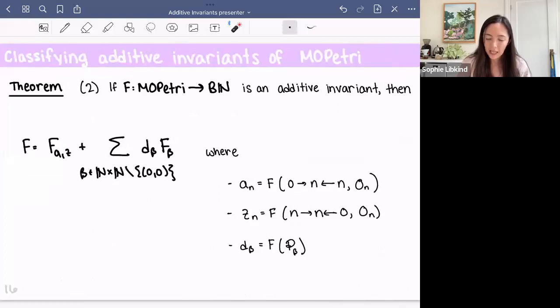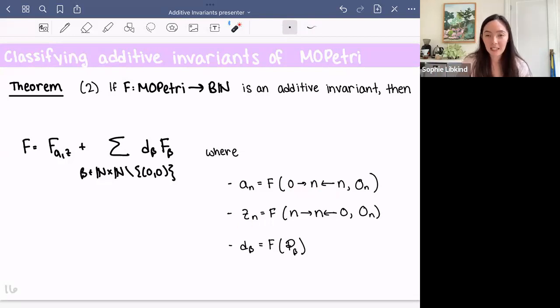All right, so the last part of the theorem says, if F is an additive invariant, then it is a linear combination of the additive invariants introduced on the previous page. So F is going to be F of AZ, where that sequence A is going to be defined by F applied to what we call a boundary net. So it's an open Petri net where the decorating Petri net is transitionless, and the right leg of the cospan is the identity, and the left leg of the cospan is the unique map out of 0.